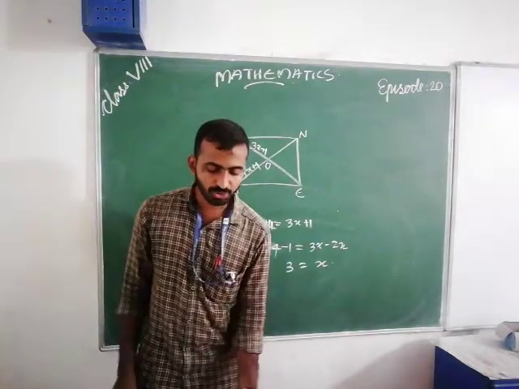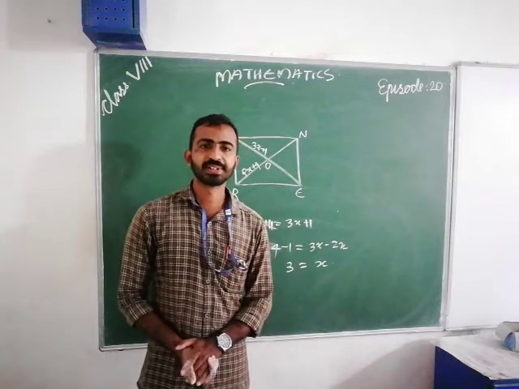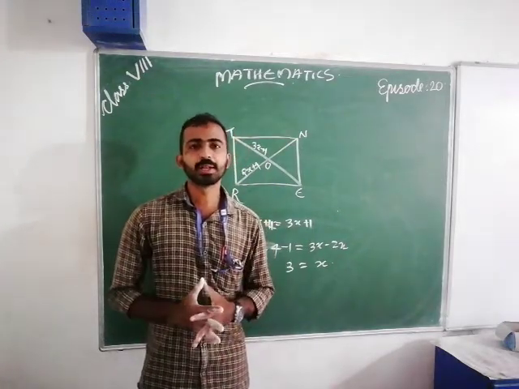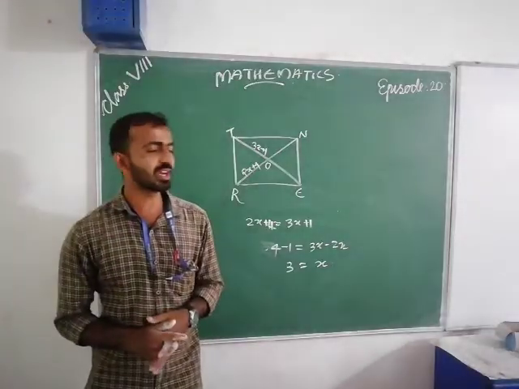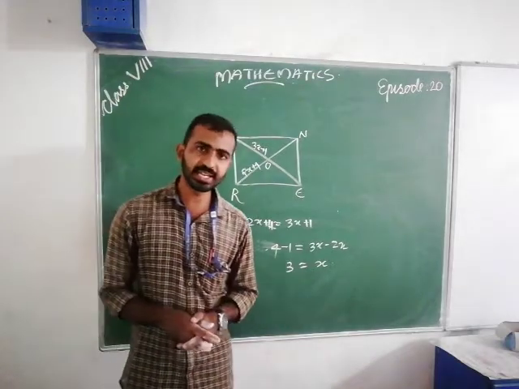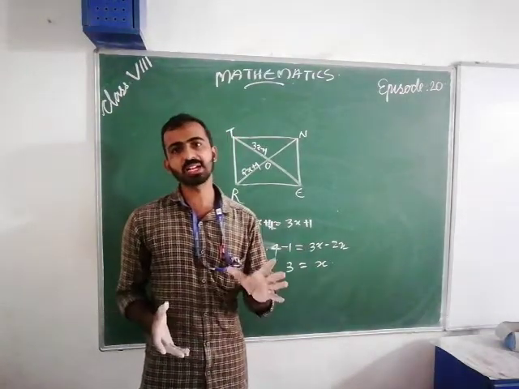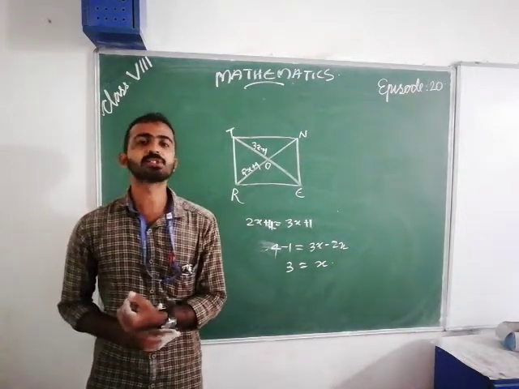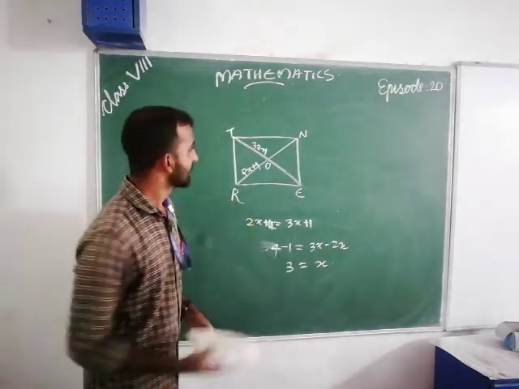Next, we are going to discuss the square. A square is a parallelogram whose angles are equal and 90 degrees, and whose sides are also equal. When angles and sides are both equal, then it is a square.